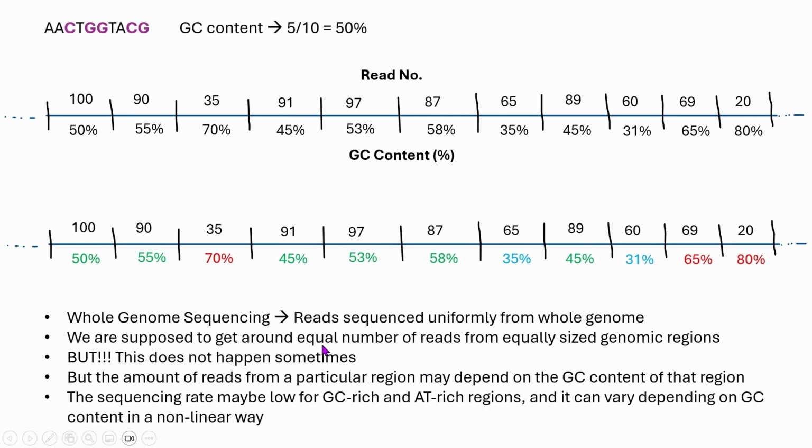So the rate at which we are sequencing may be low for GC rich or AT rich regions. For example, you can see that it is low right here in the GC rich region, also low right here in the GC rich regions, and also here where these are GC poor. GC poor means AT rich. If there is only 31% GC content right here, then the AT content will be 69%, right? It will be AT rich. So in these cases, you can see a lower number of reads obtained.